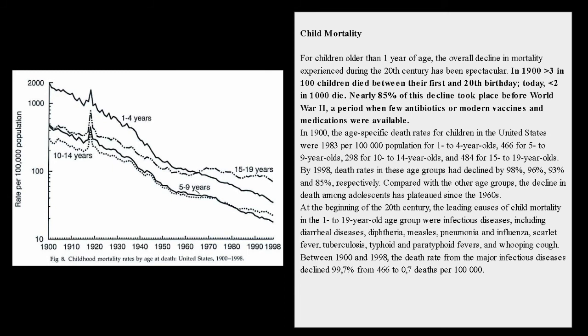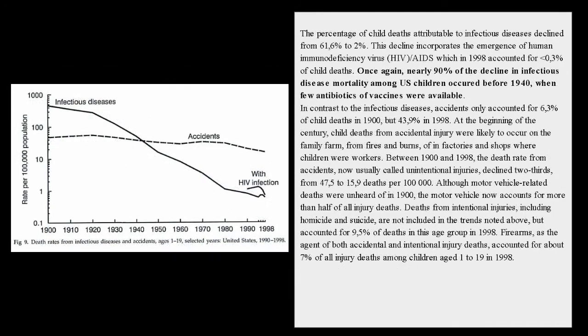At the beginning of the 20th century, the leading causes of child mortality in the 1 to 19-year-old age group were infectious diseases, including diarrheal diseases, diphtheria, measles, pneumonia and influenza, scarlet fever, tuberculosis, typhoid and paratyphoid fevers, and whooping cough. Between 1900 and 1998, the death rate from the major infectious diseases declined 99.7% from 466 to 0.7 deaths per 100,000. The percentage of child deaths attributable to infectious diseases declined from 61.6% to 2%.